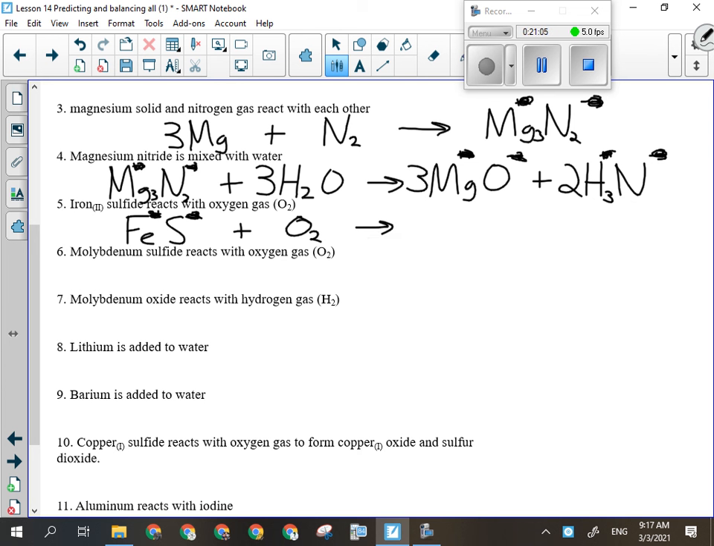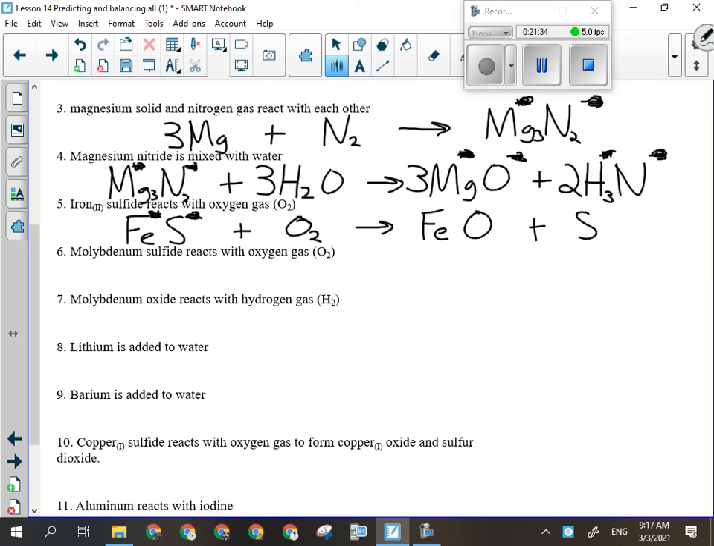Figure out what reaction it is. I've got an ionic compound reacting with an element. What kind of reaction is that? Single replacement. So going with the single replacement pattern, oxygen is a non-metal that will be replacing the non-metal part of this ionic compound. So iron is going to end up with oxygen, and sulfur is going to wind up alone. I figured out who goes with who.